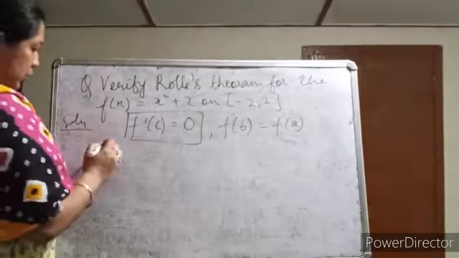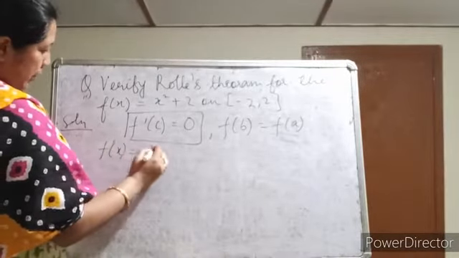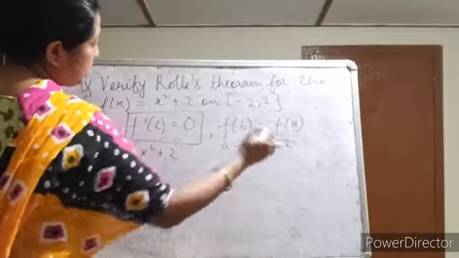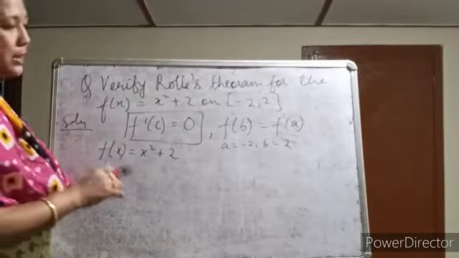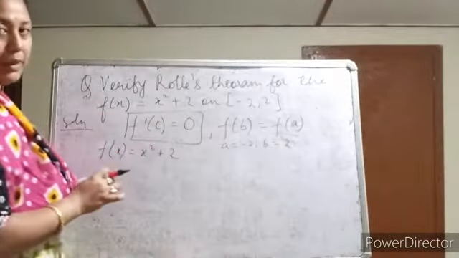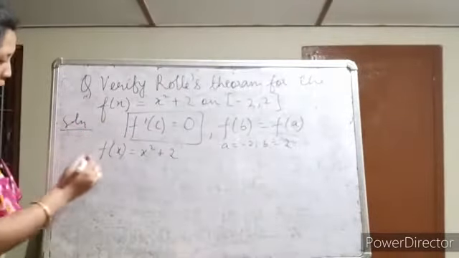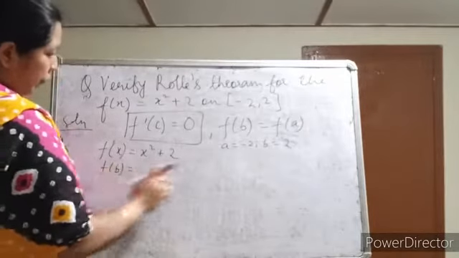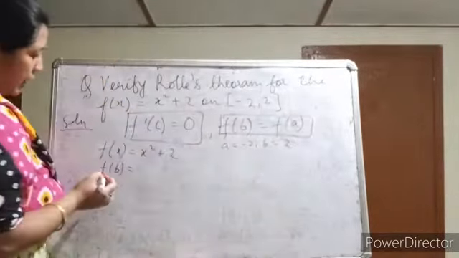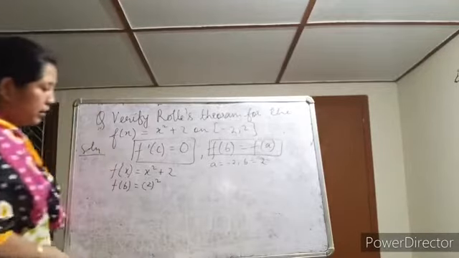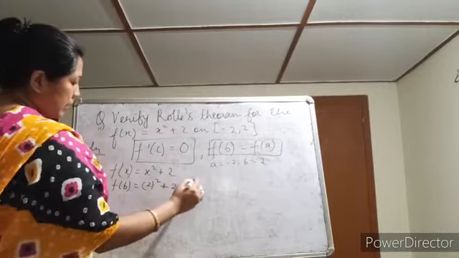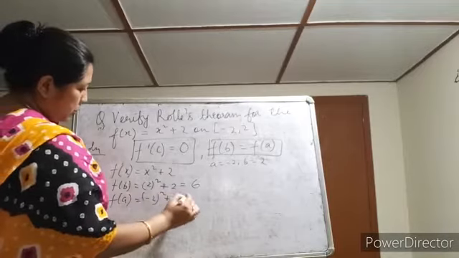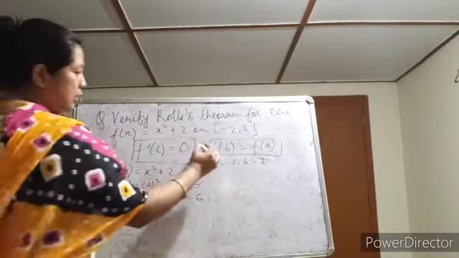Now, first let us take f of x equal to x square plus 2. You already know a value is minus 2 and b is 2. We have to find a value of c which must be lying in the open interval, not closed, the open interval. So f of b must first be equal to f of a. f of b equals 2 square plus 2, that is equal to 6, and f of a is equal to minus 2 square plus 2, also equal to 6. So this condition is verified.